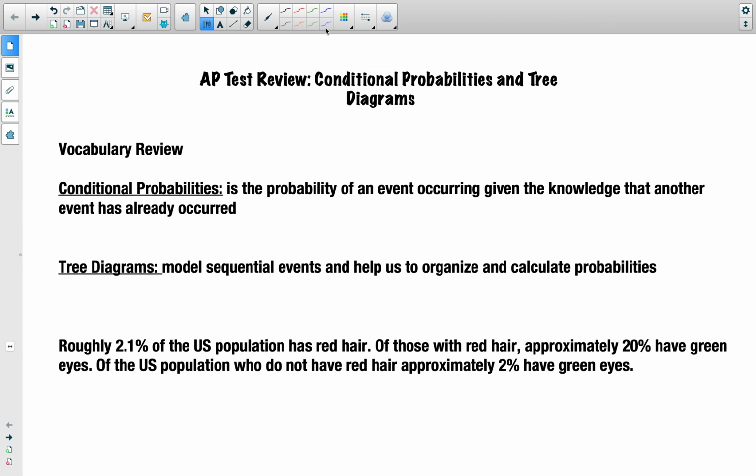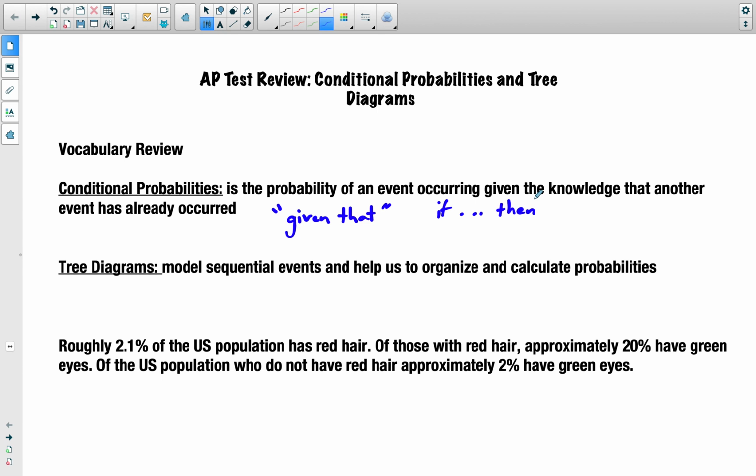There are some context clues that tell you you're dealing with a conditional probability. If you see the wording "given that," that implies there's a condition, and also kind of an if, then. If this happens, what's the probability that this then will happen? So those are both context clues that tell you that you're probably dealing with calculating a conditional probability.